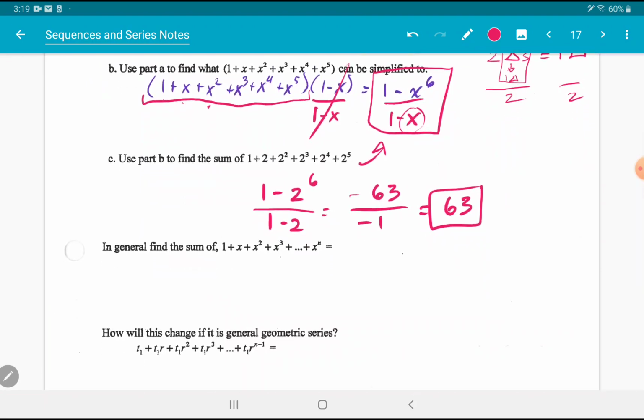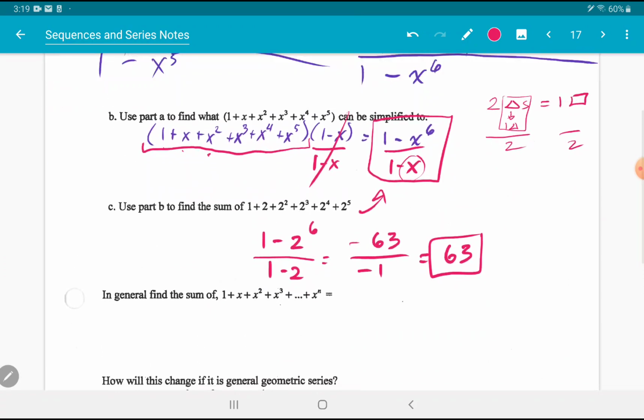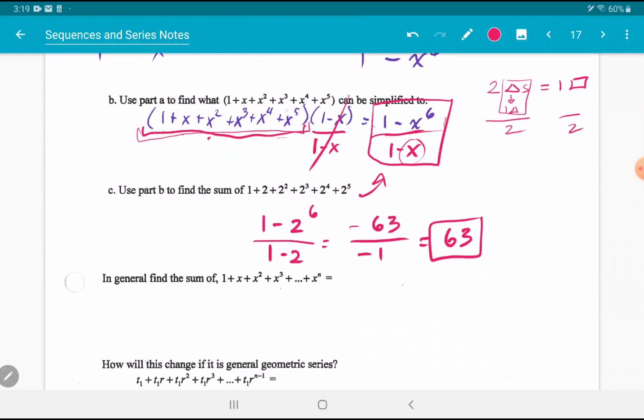In general, find the sum of 1 plus x squared plus x cubed all the way to x to the n. Well, try to find a pattern here. We did it all the way to x to the 5th. Now how can we do it to x to the n power? Let's see what we can create.